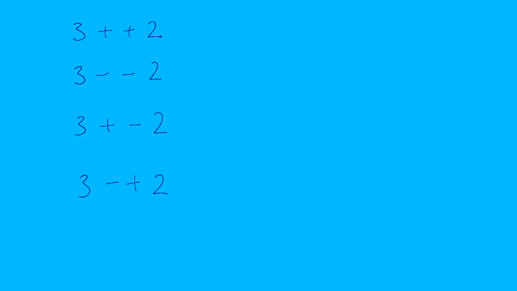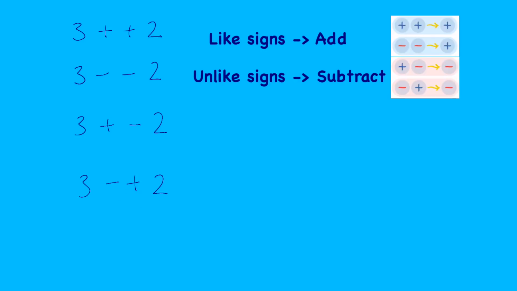If there are 2 signs written right beside each other, you can change them into one sign. So the rules are very much like this. If you have like signs, so 2 pluses or 2 negatives, it's an add. If it is 2 unlike signs, a plus and a negative, or a negative and a plus, you subtract. So with the help of my table over here, I'm going to have a look at these calculations.